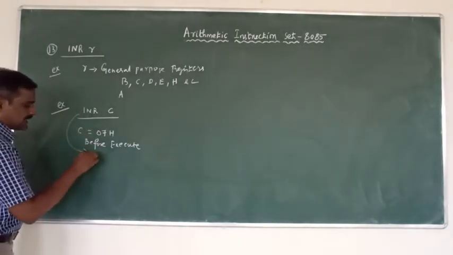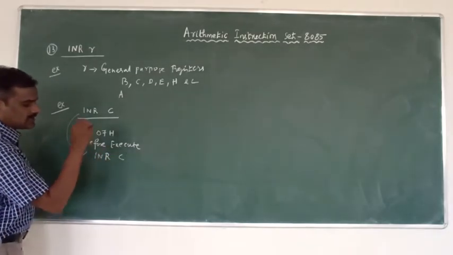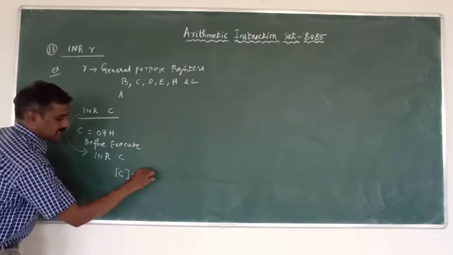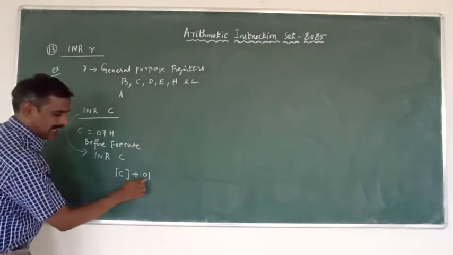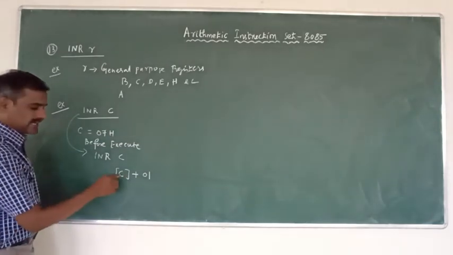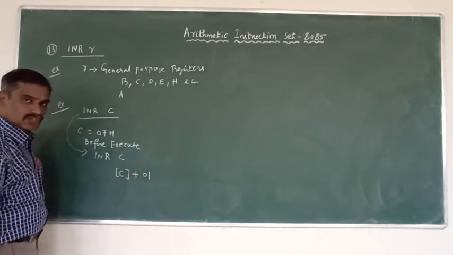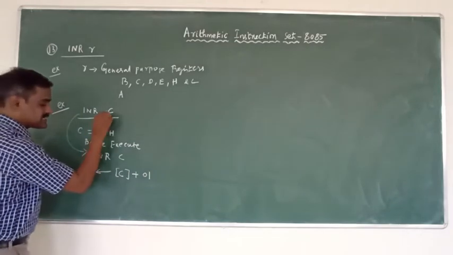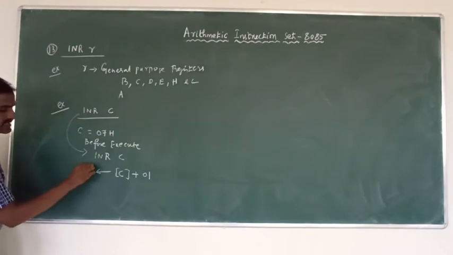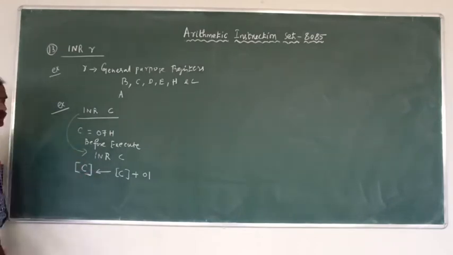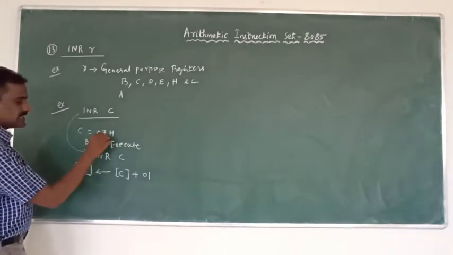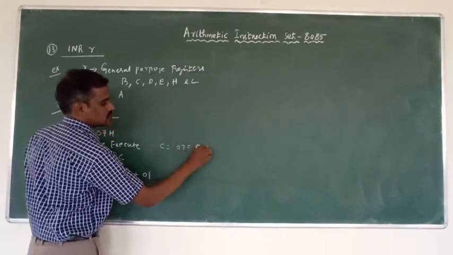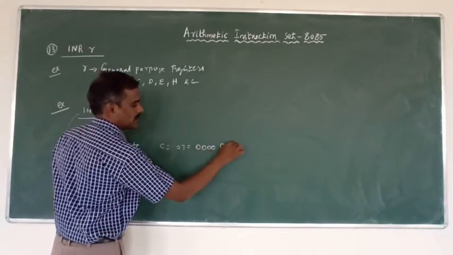Now we give the INR C instruction. INR C means the C register content is incremented single time. Increment means we have to add 01. Whatever data is in the C register, we add 01, and that result is always moved to the given register. Here the given register is C. C data at present is 07, which is 00000111.